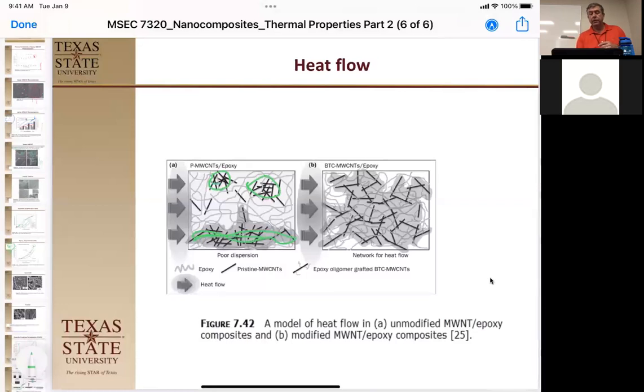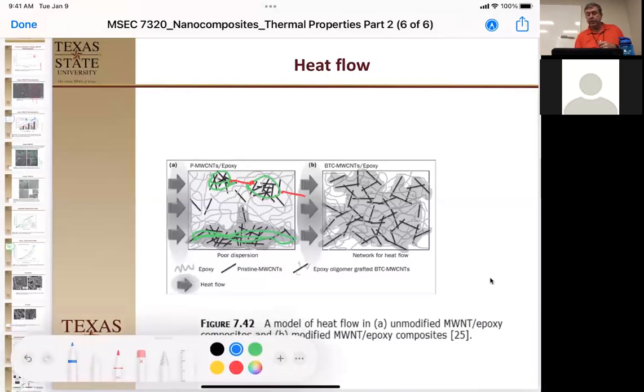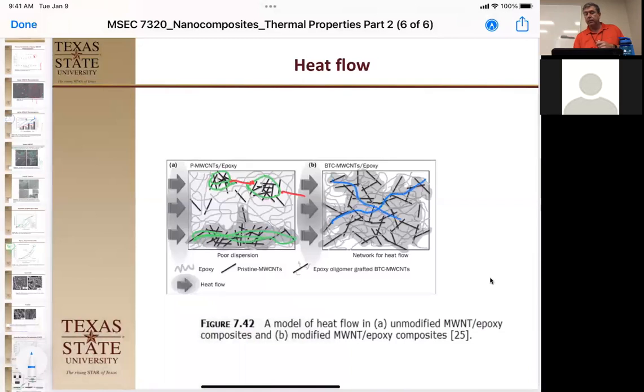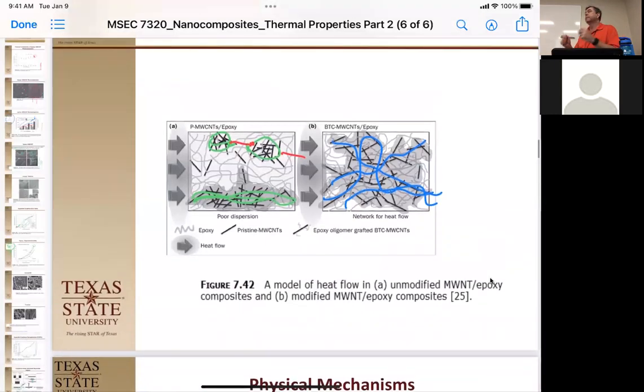So it has to transfer through this very quickly, then transfer through the matrix to the next one, then through the matrix to the next one. It doesn't have that continuous path because it's not well dispersed. It has the aggregates. In contrast, when we have this here, that's a thermal pathway, that's a thermal pathway, that's a thermal pathway. When they're more dispersed, you have more thermal pathways. More thermal pathways equals higher thermal conductivity. Okay. Questions on that? Okay.